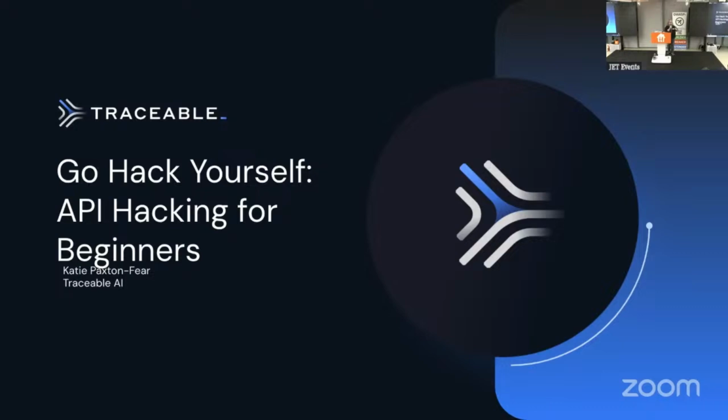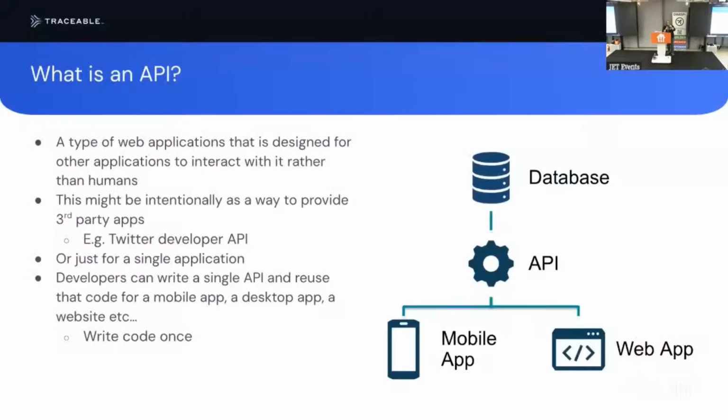APIs are full of security vulnerabilities. They are often built incorrectly. And honestly, from an attacker's point of view, it's kind of easy. So what is an API?